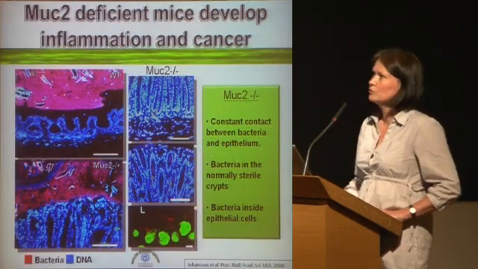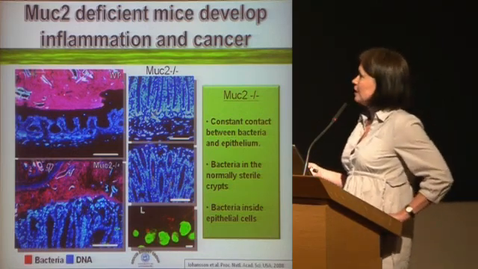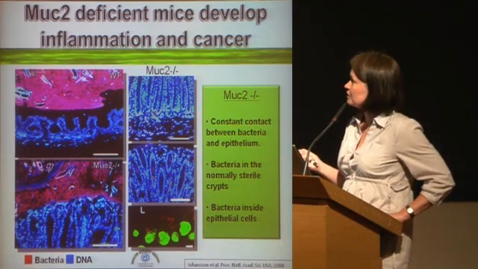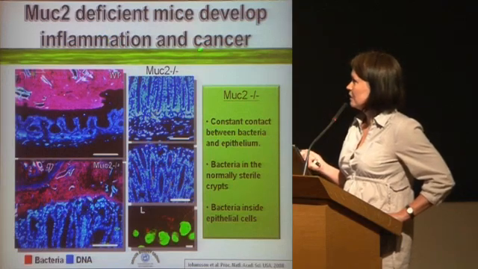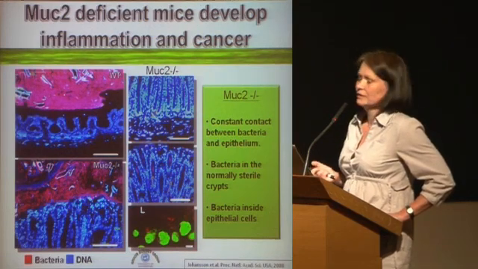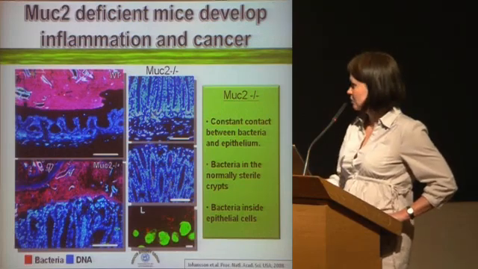So, I have now told you that the mucus is important in protecting us. So what if we don't have mucus? In the Muc2 deficient mice, we do not have mucus at all, and they develop spontaneous inflammation and cancer. And in this case, we have bacteria in contact with the epithelium constantly, so we can never clear these signals, and therefore, of course, you elicit inflammation.